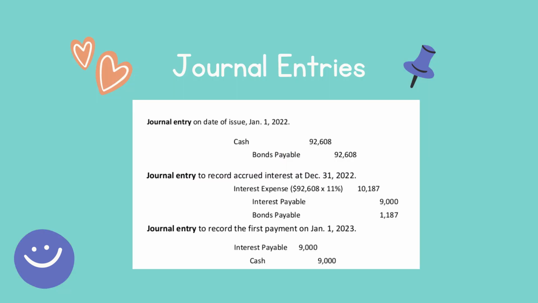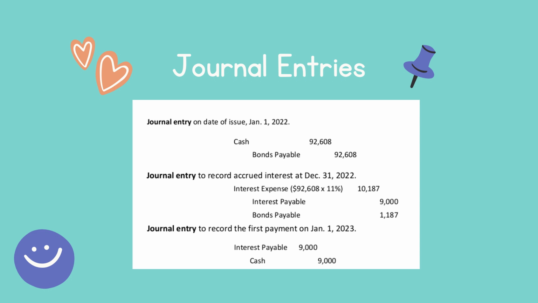Okay, now the journal entries. At the issuance date, today I need cash, so I issued bonds. So I'm going to receive cash today, I'm going to pay them later. So cash will go up in the debit side because it's an asset. Assets increase in the debit side, while my liabilities will increase because I'm going to pay them later. So my liabilities, which are the bonds payable, will increase in the credit side. And the amount will be the present value. As you can see, it's 92,608.